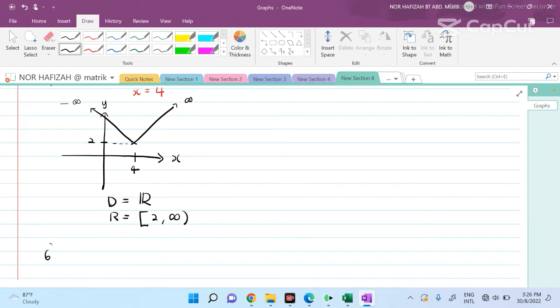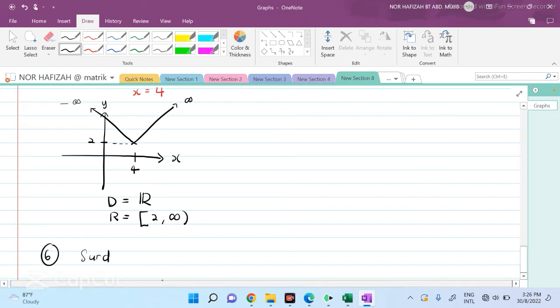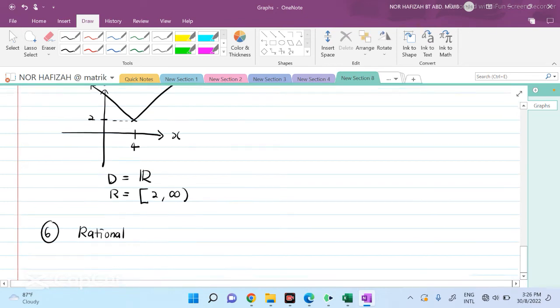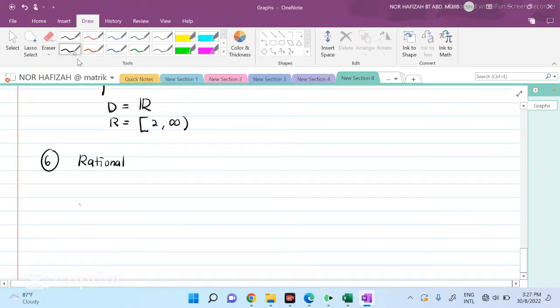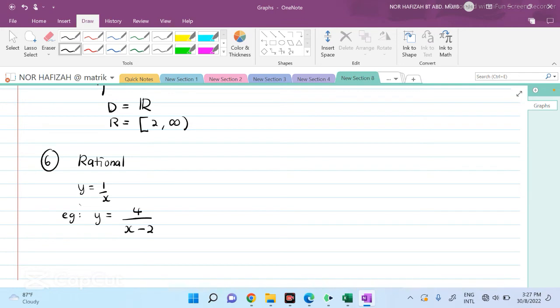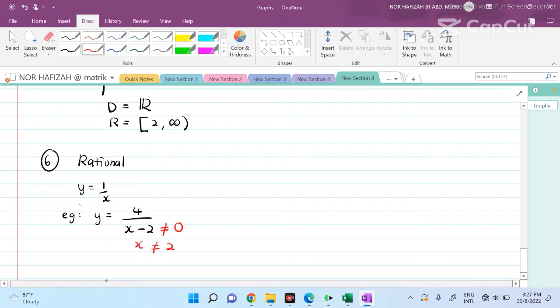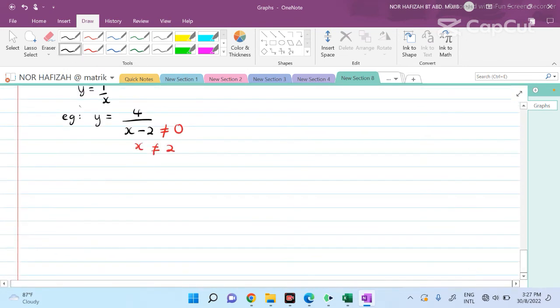Number 6, reciprocal. Rational or reciprocal tu nama dia. Okay, rational we have 1 over x. For example, let's say we have 4 over x minus 2. Denominator, can it be equals to 0? No, so it cannot be equals to 0. X cannot be equals to 2. So when you sketch the graph cannot touch at x equals to 2.